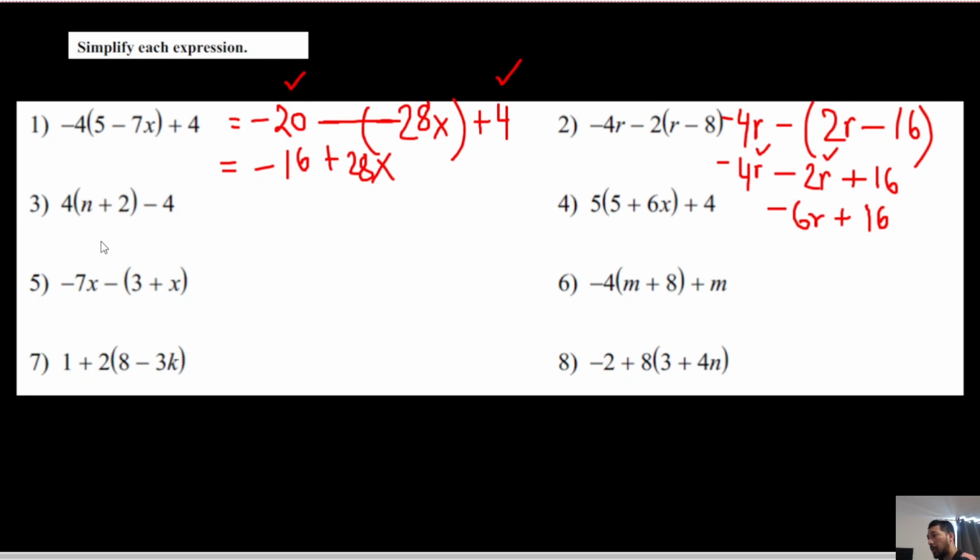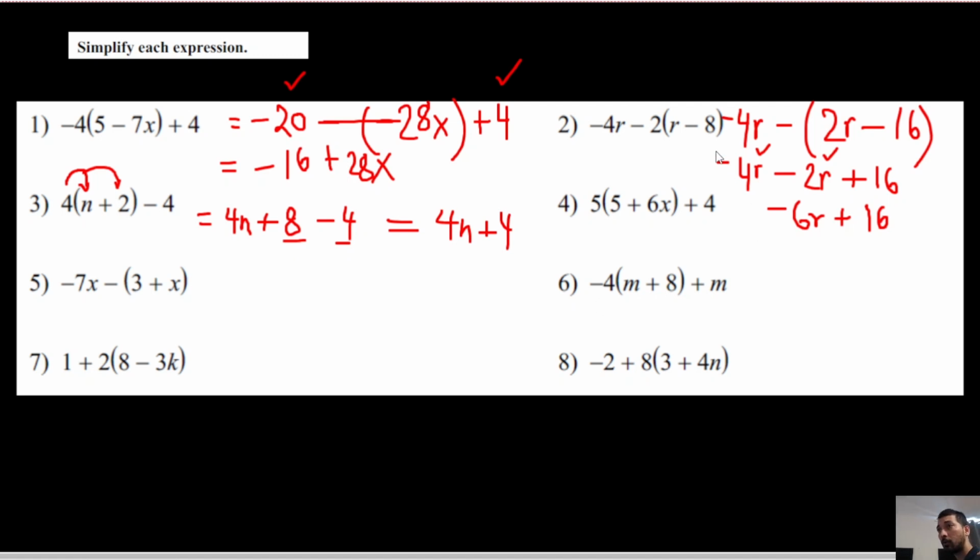Now let's look at the third problem that we have over here. We have 4 open parentheses n plus 2 close parentheses minus 4. So in this case, we distribute this 4 with n and 2. So 4 times n, that is 4n. And 4 times 2, that is 8. And then we subtract 4. So now if we simplify the like terms, we have the like terms 8 minus 4. So we have 4n plus 4. This is how we simplify this expression.